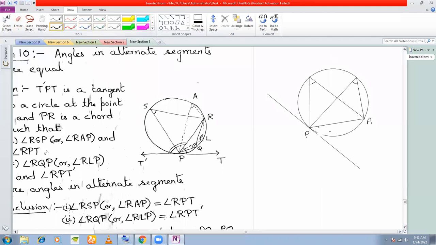Suppose I take this angle in this segment, this angle. This is the angle in the major segment when a chord and the tangent intersect at the point of contact. This is the angle in one segment. What can be the other angles?